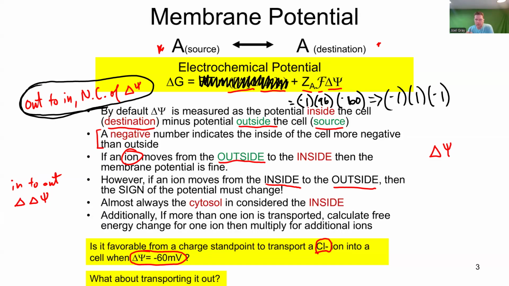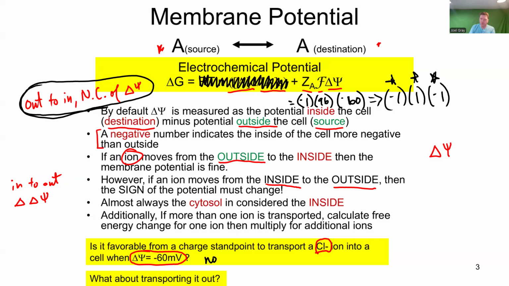The question is, transporting an anion, is this favorable? What I would do, well, this is negative. This is positive. This value, my delta psi, did not change. Therefore, my answer to this is no. It is not favorable.